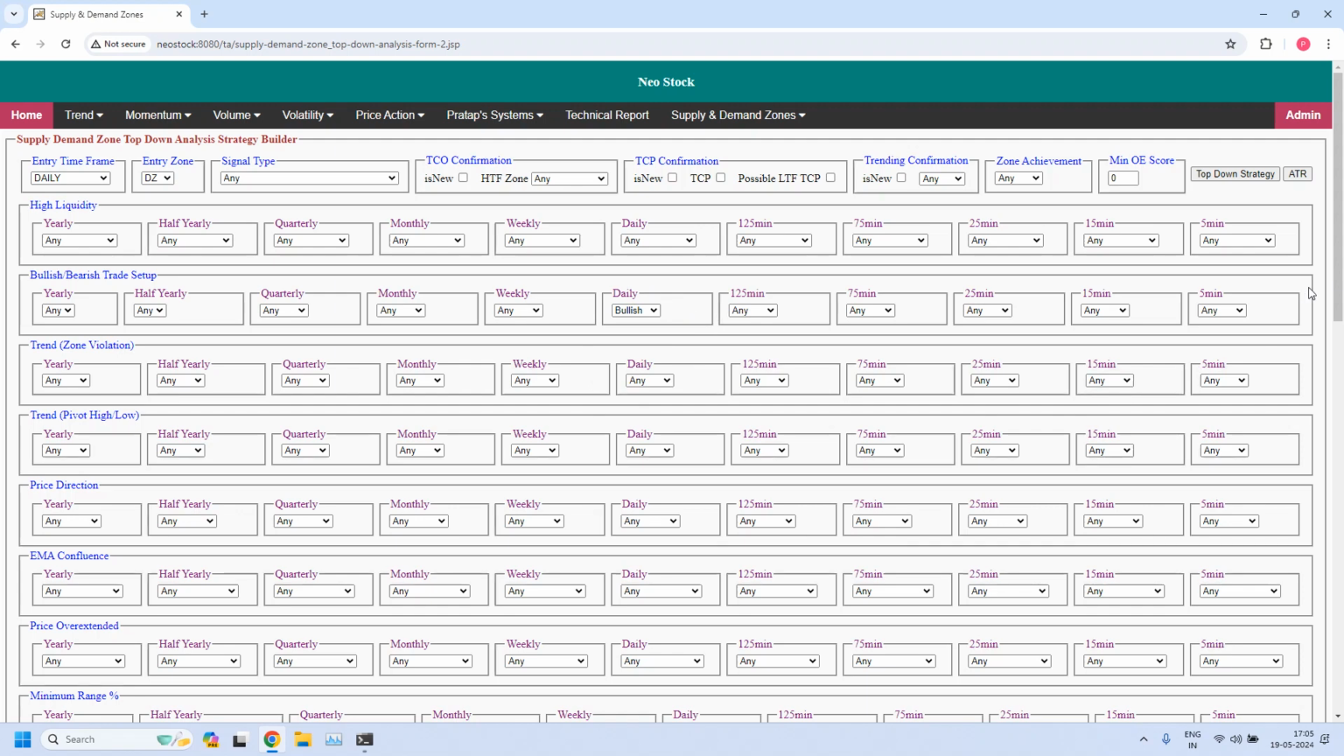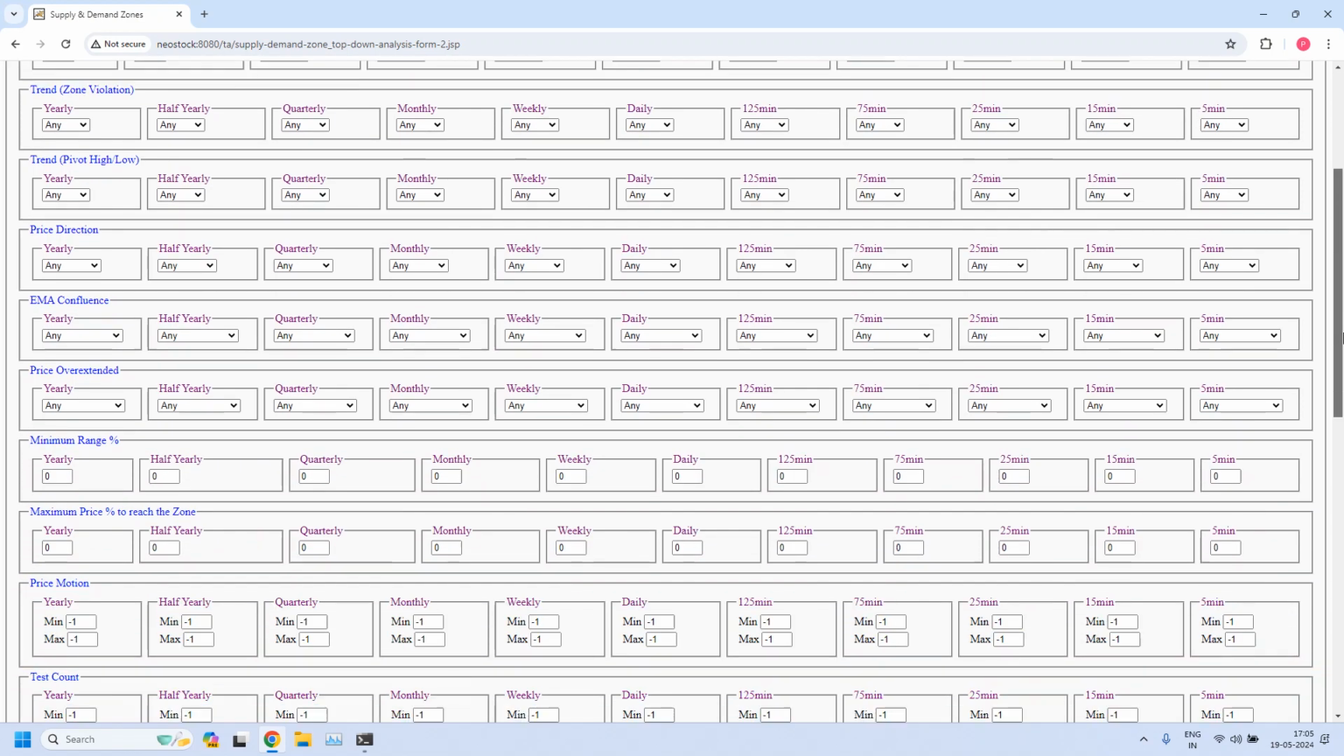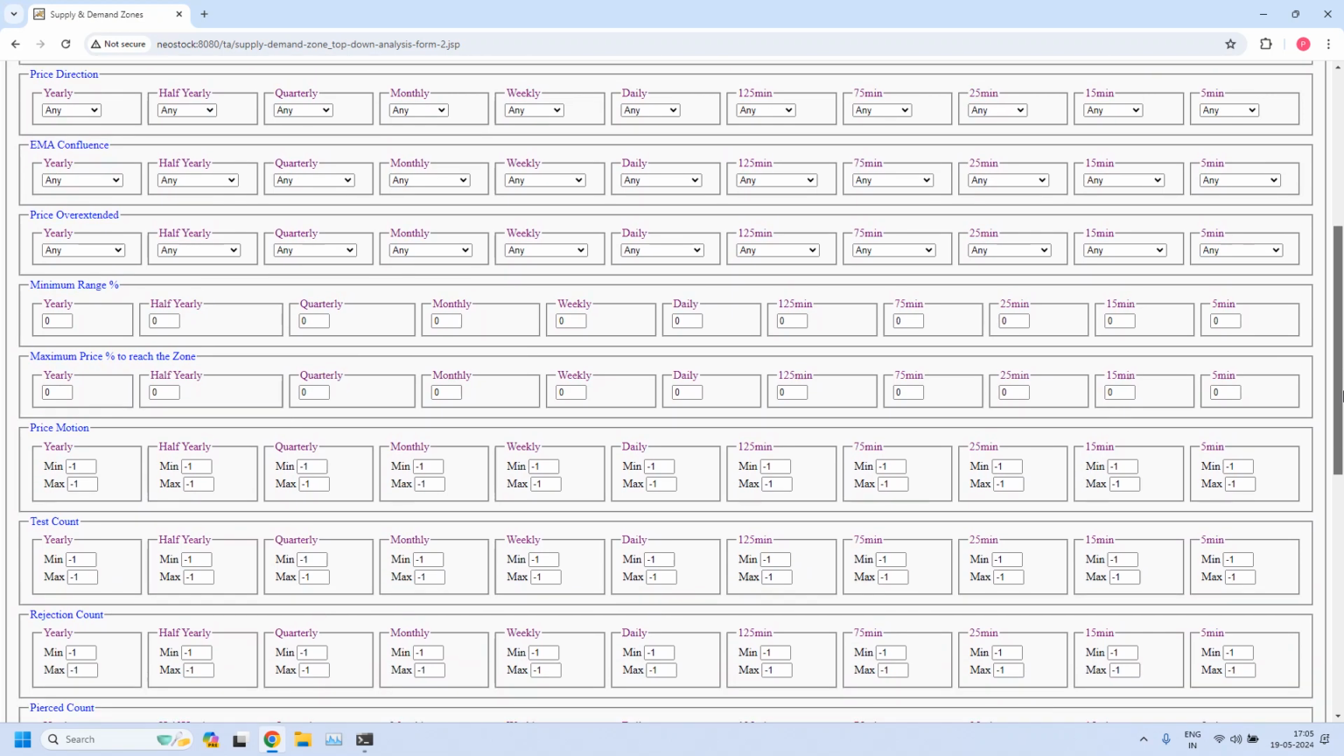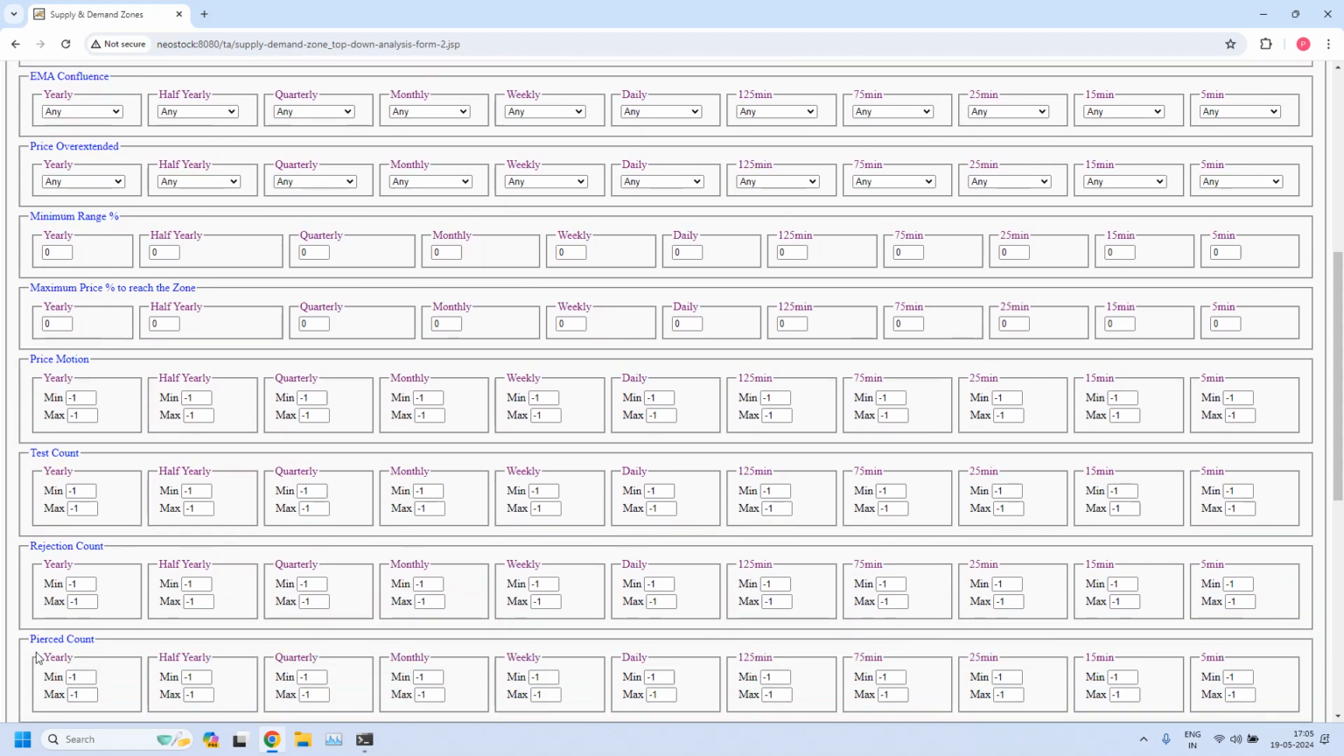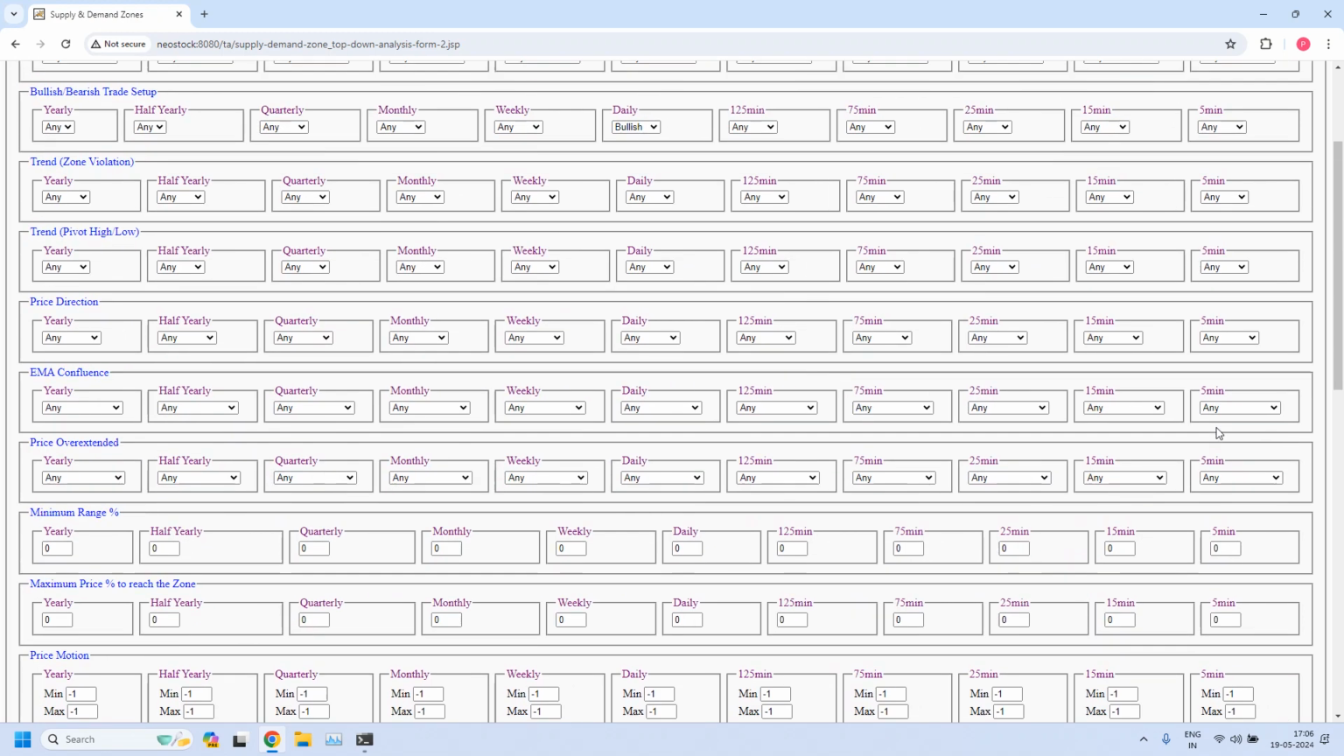Apart from that, we need to set three filters. The first filter is we don't want pierced zones. For that, there is a filter called pierced count, the last parameter in this page. In daily time frame, set minimum value 0, maximum value 0, which indicates a pierced count should be 0. If pierced count is 0, it means the zone is not pierced.